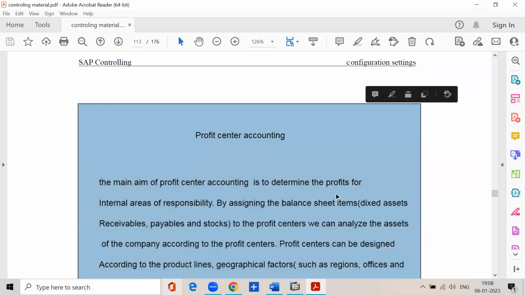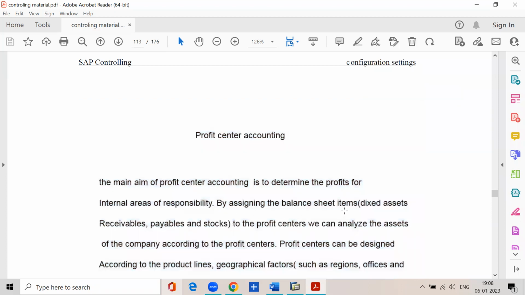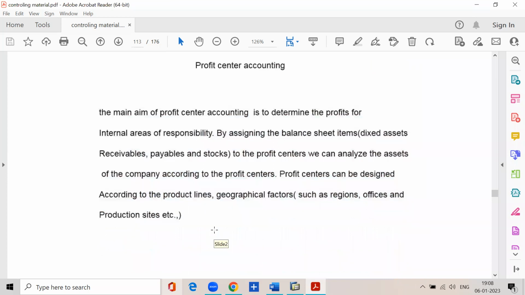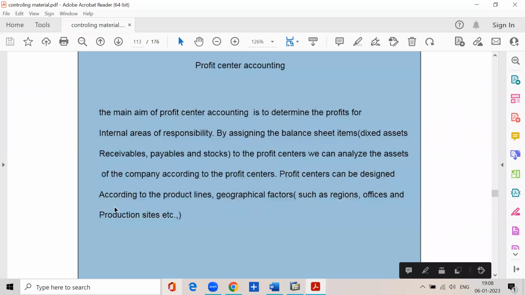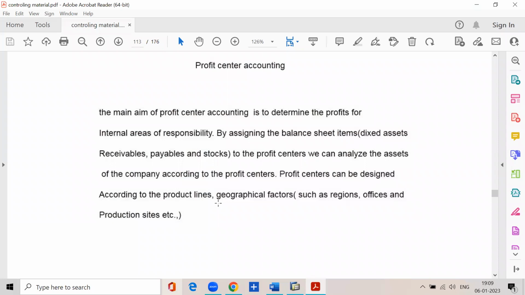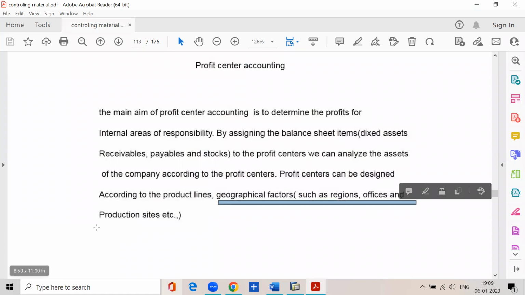So we can assign the balance sheet items, like fixed assets, receivables, payables, and stocks. Stocks means inventories, to the profit centers. We can analyze the assets of the company according to profit centers. Profit centers can be designed according to product lines, geographical factors such as regions, offices, production sites, etc.